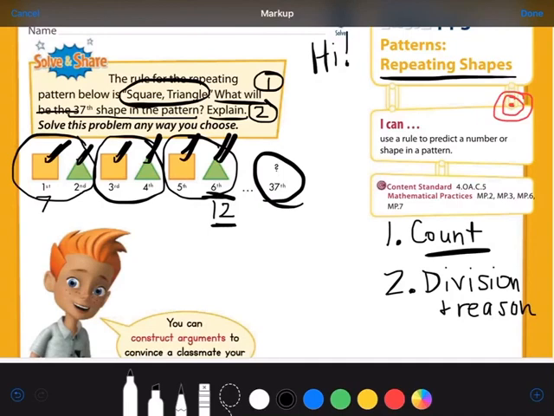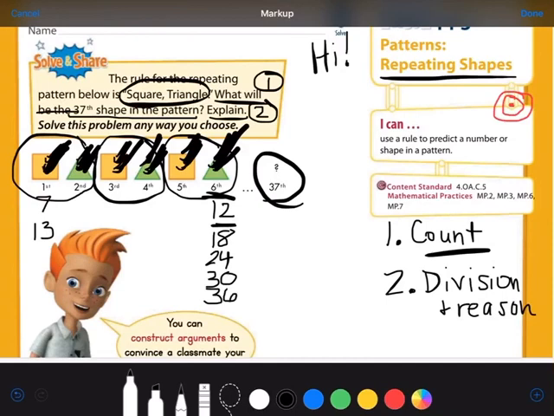And then I would start over and I would say 13, 14, 15, 16, 17, 18. 18 is also a multiple of 6. 19, 20, 21, 22, 23, 24. 24 is also a multiple of 6. 25, 26, 27, 28, 29, 30. That's a multiple of 6. 31, 32, 33, 34, 35, 36. That's also a multiple of 6.